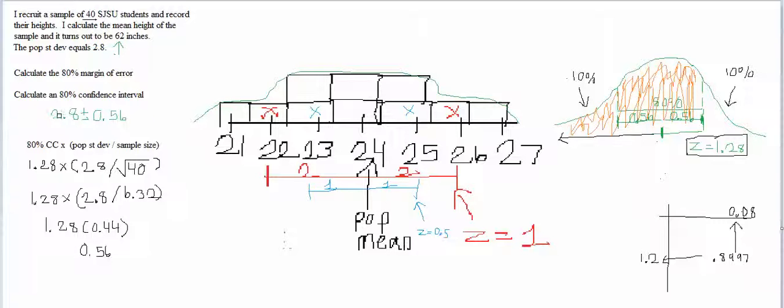So I think I actually did this wrong, because I said it was the sample mean plus or minus the margin of error. So the sample mean was actually 62, not 2.8, which would mean that the confidence interval goes from 61.44 to 62.56.